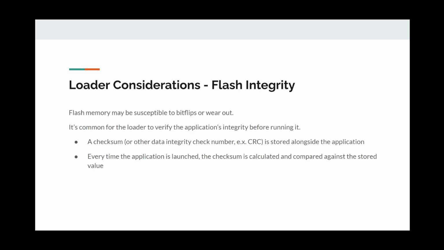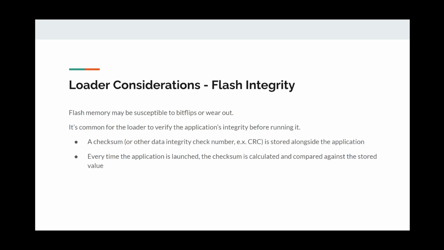And every time we want to launch the application, we're going to do a quick check, compute the checksum live, and then compare it against the stored value. Now, if there's any sort of bit flip or anything, either in the checksum or in the main application, those 2 will not match. And then we can say, hey, we think something's sus with the flash. Don't run it. And we can now do something about it.